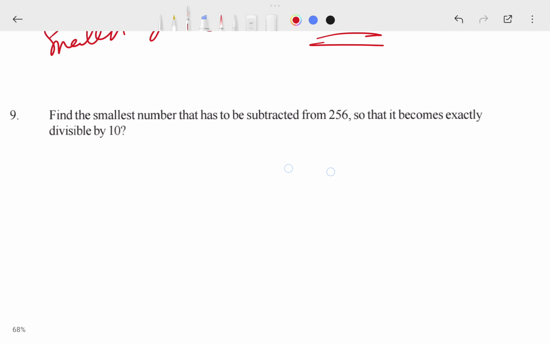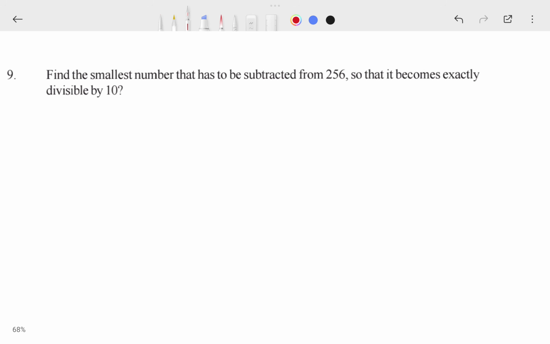So let's talk about the 9th one here. This is the last question. Find the smallest number that has to be subtracted from this number to become exactly divisible by 10. Now in this one we have to subtract the smallest number. This is 256. We have to subtract the smallest number, and then after it is going to be exactly divisible by 10. You know what is the divisibility rule of 10?